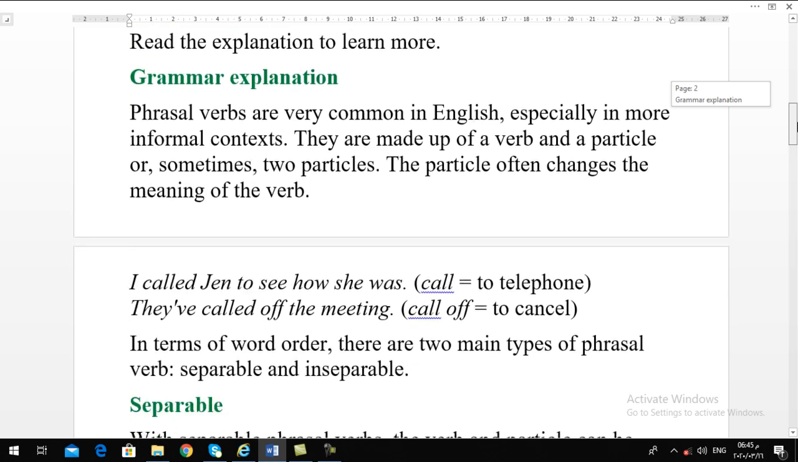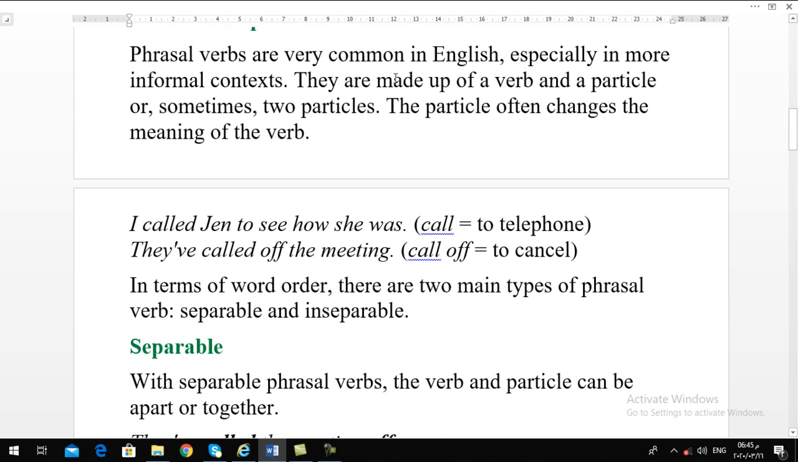So if we summarize this, phrasal verbs are very common in English, especially in more informal contexts. So we use phrasal verbs in spoken language. Why? To make shorter forms, to help us to be fluent in English. They are made up of a verb and a particle, or sometimes 2 particles. We have explained this. The particle often changes the meaning of the verb.